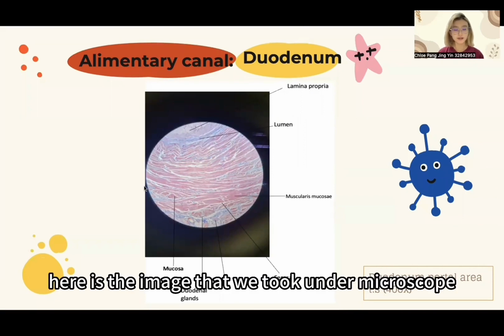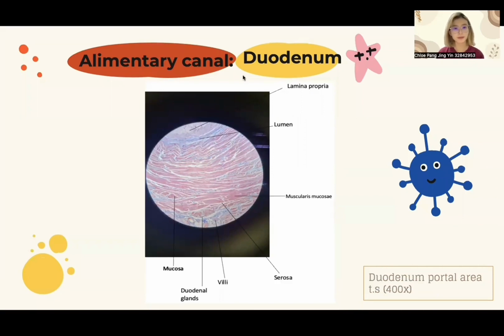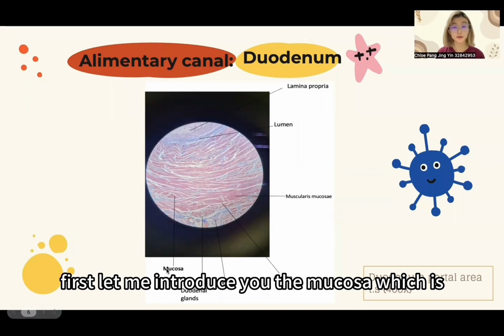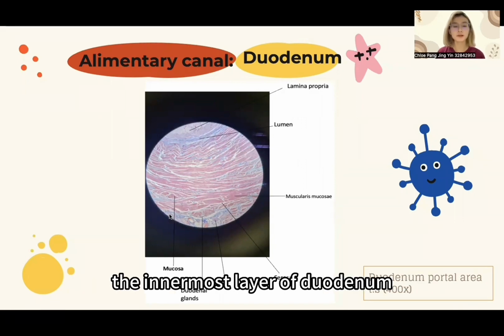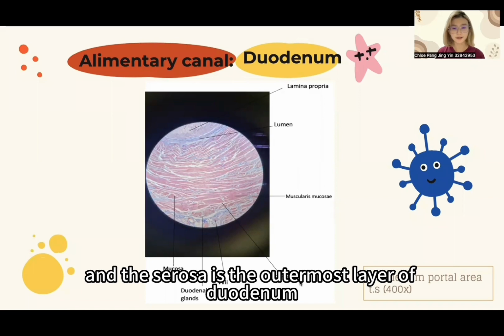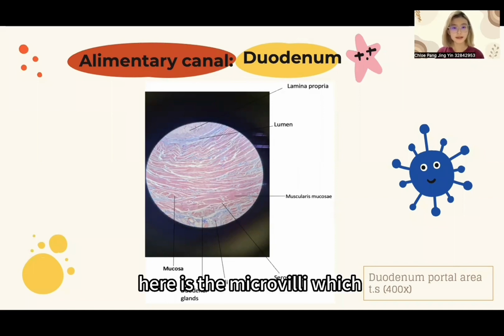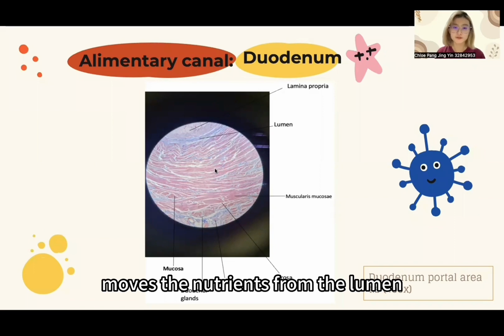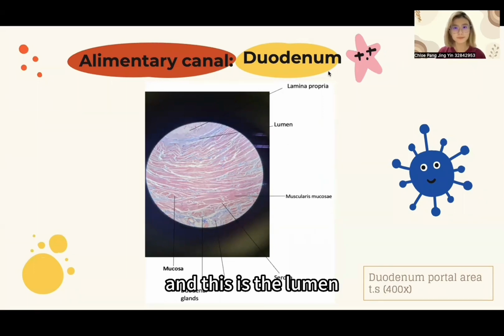Hey guys, my name is Chloe, and today I'd like to introduce the alimentary canal's duodenum. Here is the image that we took under the microscope. First, let me introduce the mucosa, which is the innermost layer of the duodenum, and the serosa is the outermost layer of the duodenum. Here is the microvilli, which move the nutrients from the lumen, and this is the lumen.